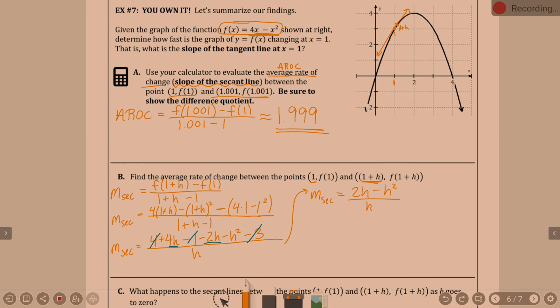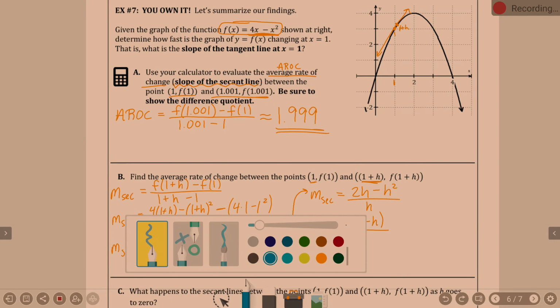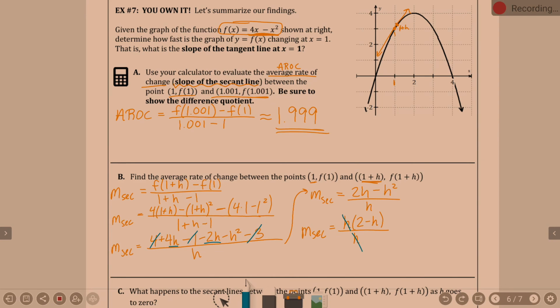Officially, I'm going to factor that h out on top, right? h times 2 minus h, all over h. The h cancels, just 2 minus h. And our slope is 2 minus h, or our average rate of change here. It just seems so perfect.